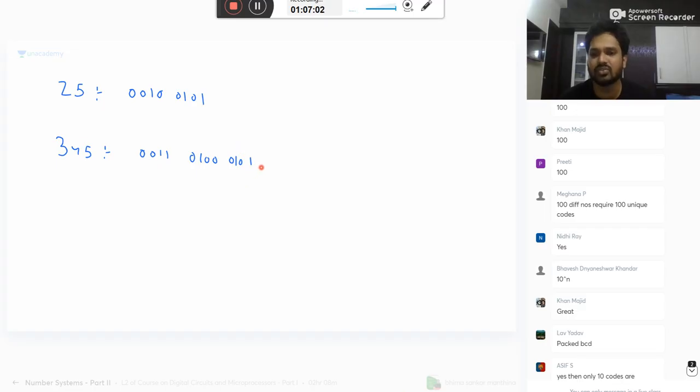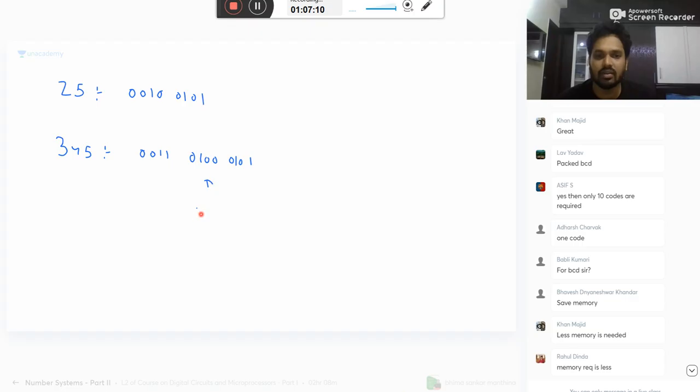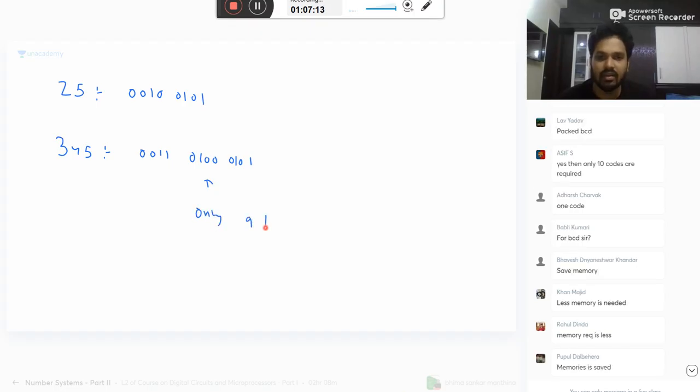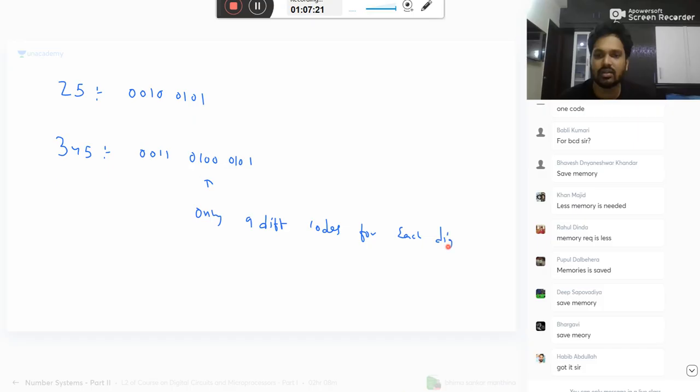Packed or unpacked, leave it here. Forget about packed and unpacked. That point is not about packed or unpacked. Here you have only 9 different codes per each digit. Here you are treating every single digit separately, not a whole number.